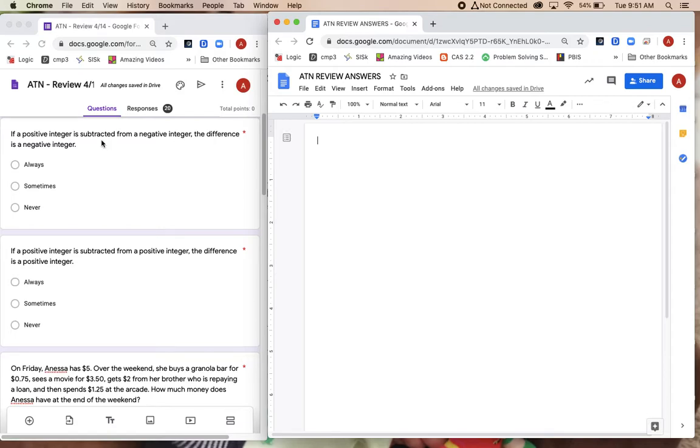So question number 1. If a positive integer is subtracted from a negative integer, the difference is always negative. The answer is always. And that's because if I pick any negative number, let's say negative 10, and I subtract a positive number, right? If I start off in debt and then I lose more money, right? I started off with debt of $10 and then I lost positive $9. I don't get out of debt, I just get more into debt.